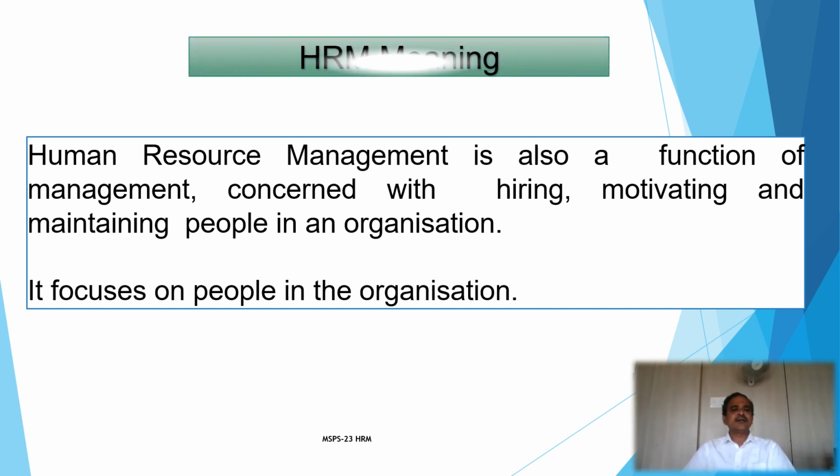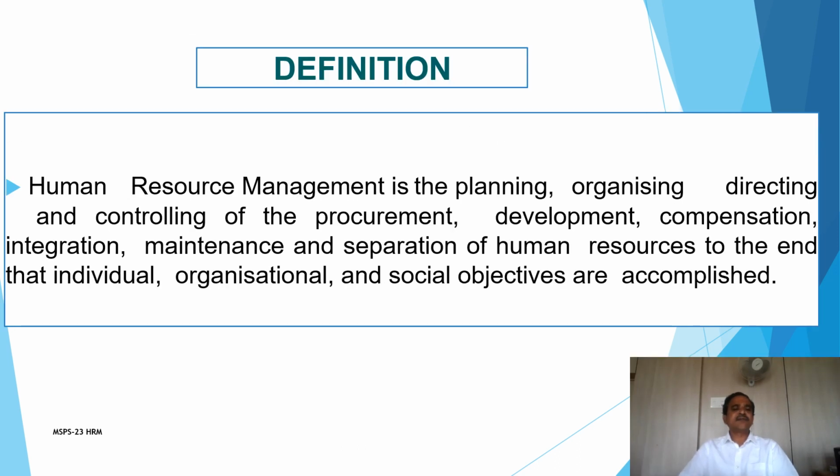We'll see a definition of human resource management, which is given by Edwin B. Flippo. It is a very comprehensive definition. It is defined as planning, organizing, directing, and controlling of the procurement, development, compensation, integration, maintenance, and the separation of human resources to the end that individual, organizational, and societal objectives are accomplished.